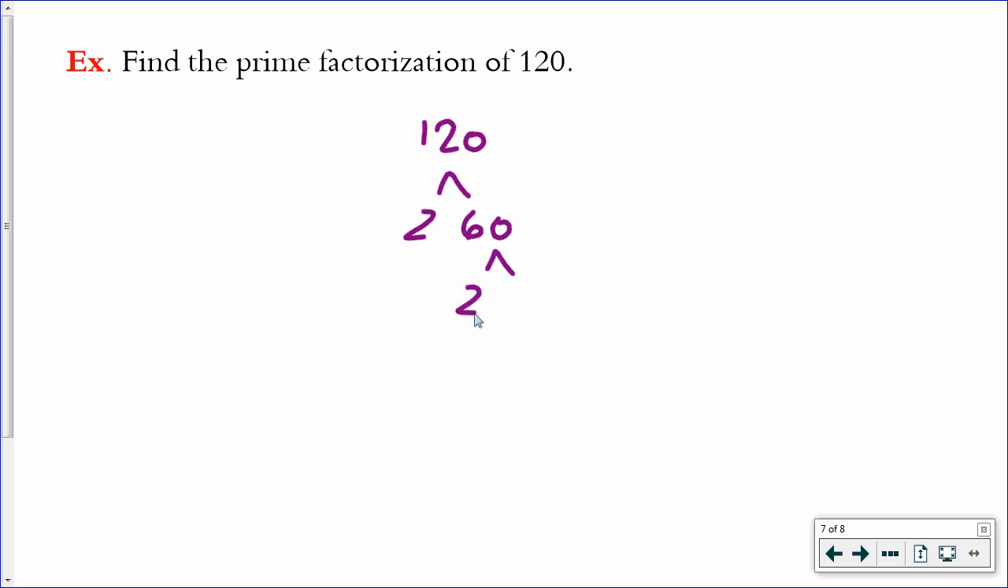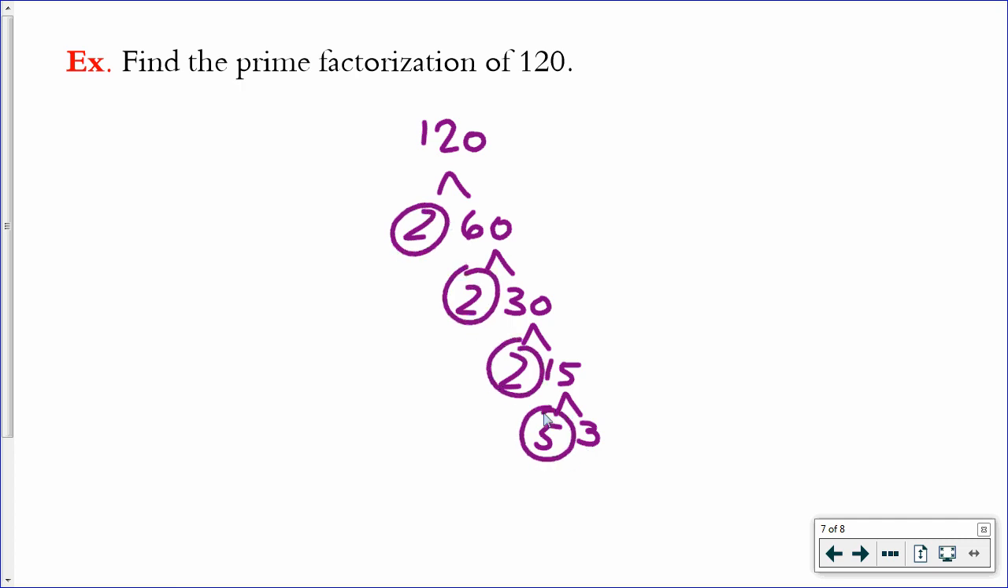60 is even, 2 times 30. 30 is even, it's 2 times 15. 15 is not even, but I can see it's divisible by 5, which is prime, and I know 5 times 3. And now I'm down to only prime numbers. So I'm looking at a 2, a 2, a 2, a 5, and a 3. Notice I'm only circling the primes. And so 2 to the 3rd power times 5 times 3. The order in which you write those doesn't really matter in the end. Most books you'll see would write them in size order. So 2 to the 3rd times 3 times 5.